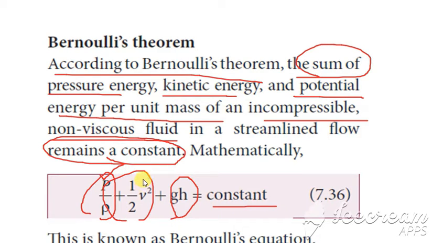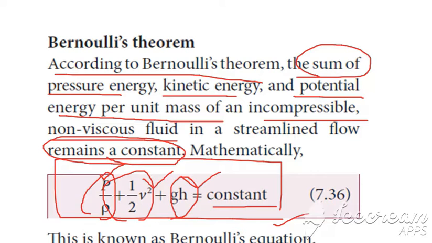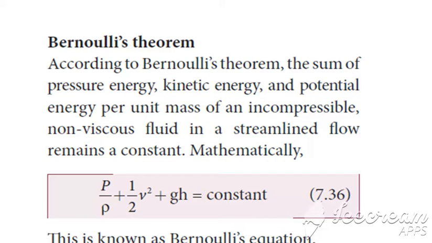These are the formulas for pressure, kinetic and potential energy per unit mass, which we have seen already. So P by rho plus half V square plus gh is equal to constant. This is known as Bernoulli's equation. Bernoulli's equation is P by rho plus half V square plus gh is equal to constant.